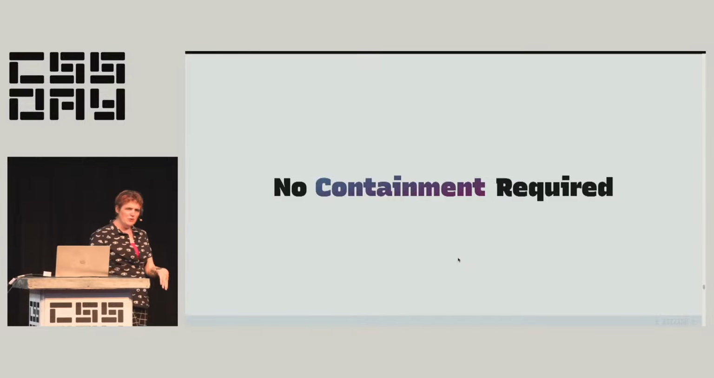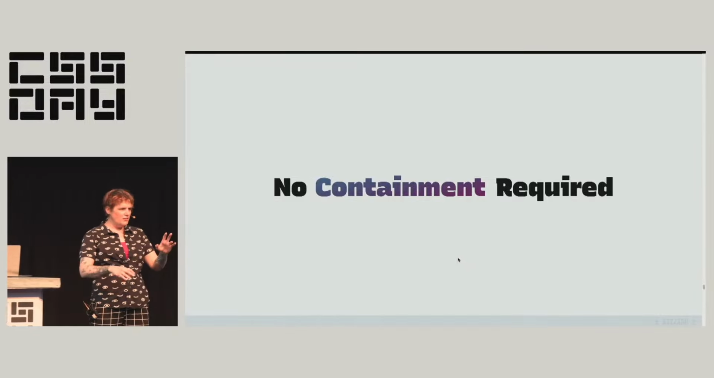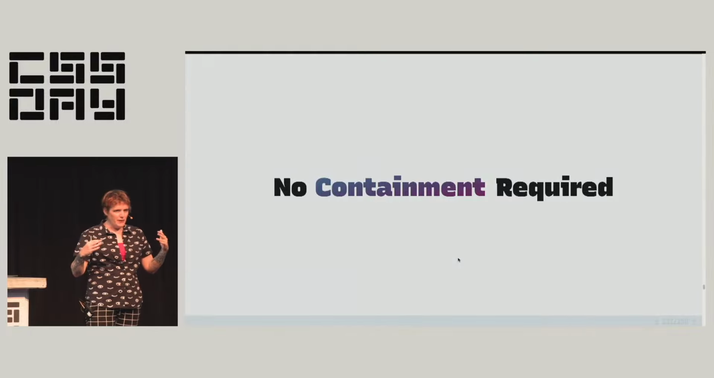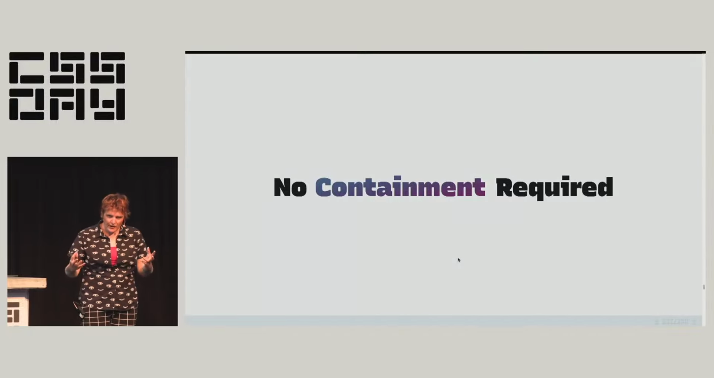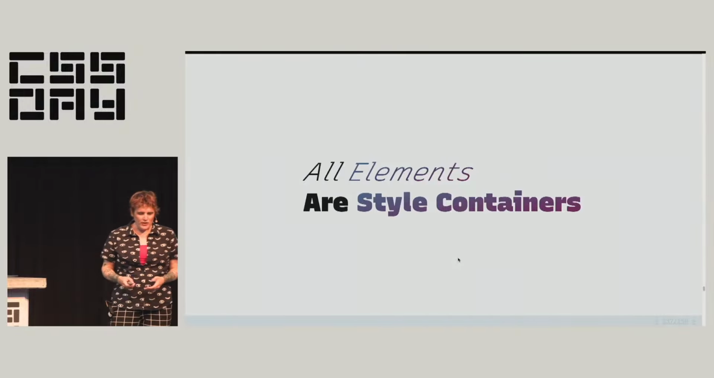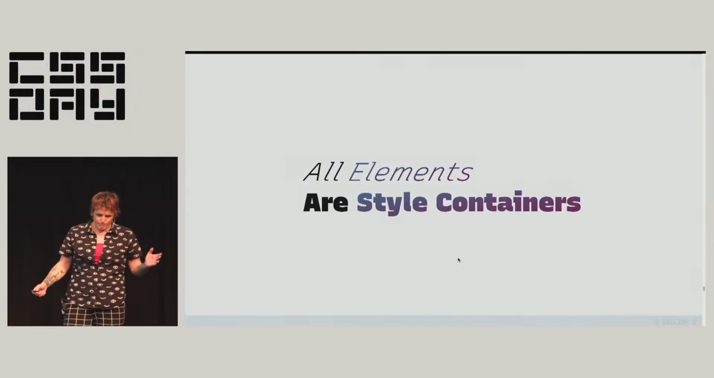There's no containment required for style queries. They just work, and because styles are inherited, you often want to just query the direct parent. So that's what happens by default. Everything is considered a style container. When you do a style query, it queries the direct parent unless you set a name.